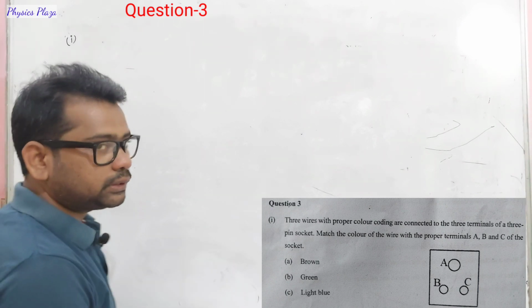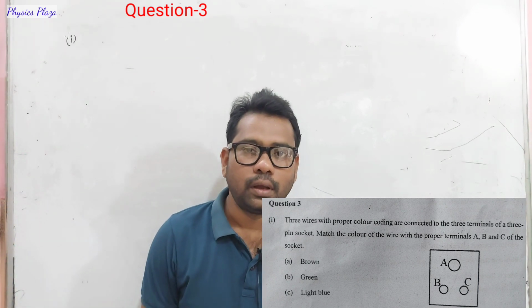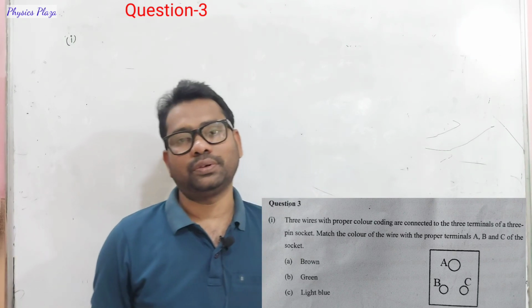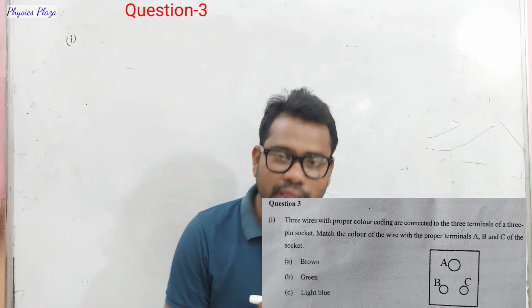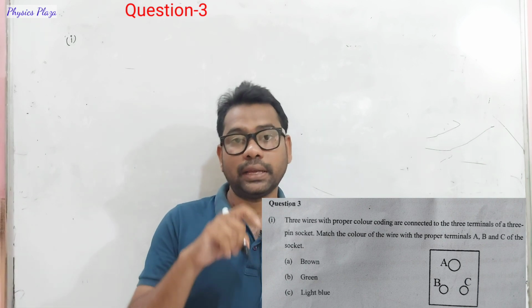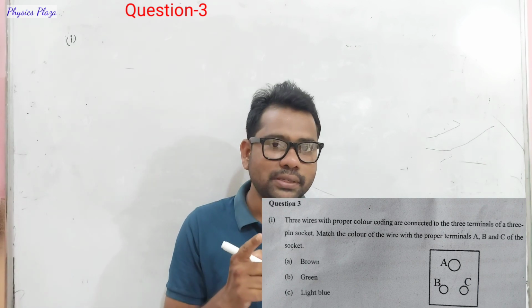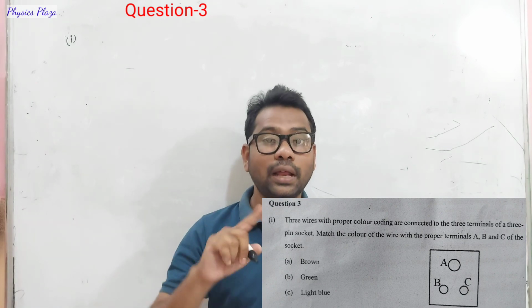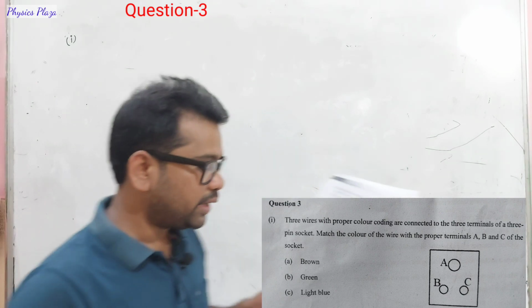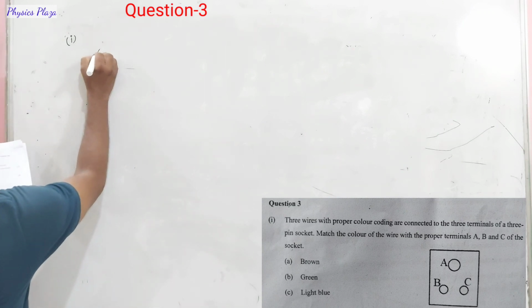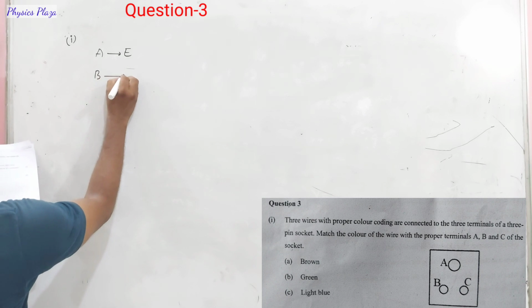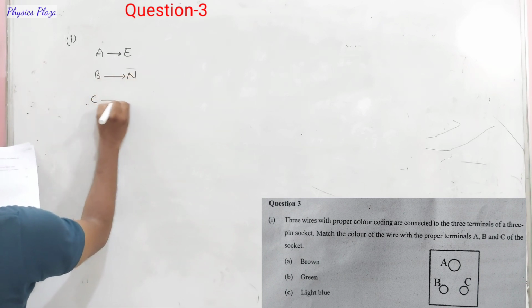So children, we all know that earth is green, and the live is brown or red, neutral is blue. But children, the very important thing is that in a 3-pin plug, the left side will be live, whereas in a socket, the right side will be the live wire. So it's very, very important. So first we have to identify here. A is the earth wire, B is the neutral wire, C is the live wire.